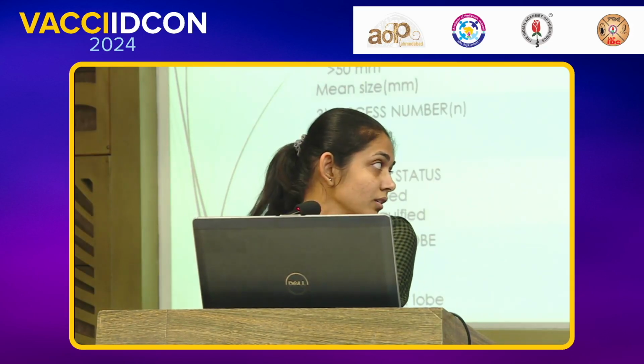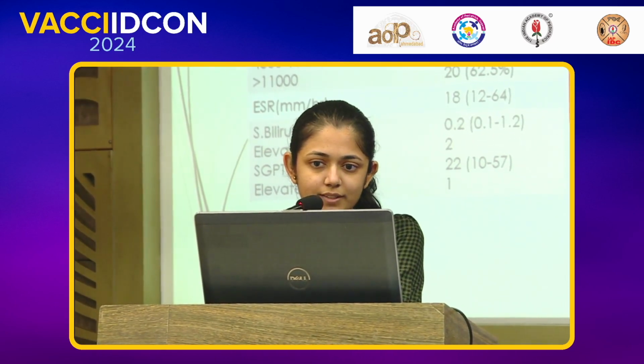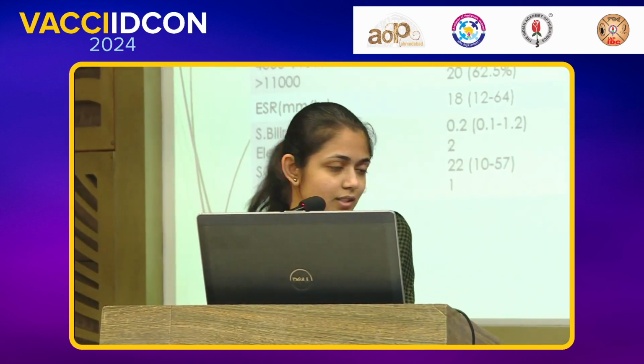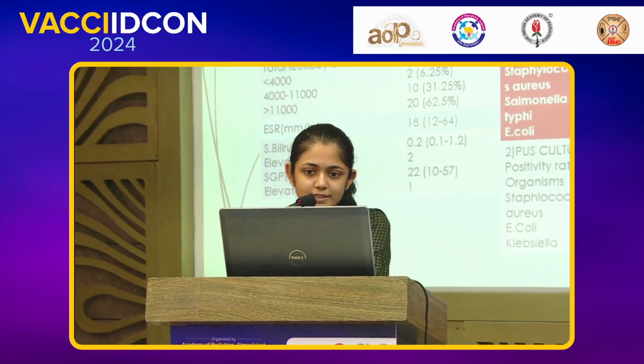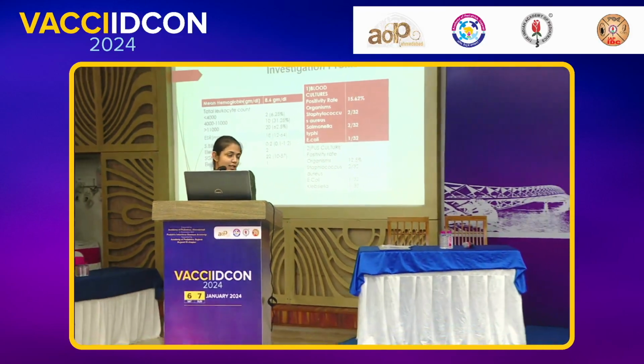Common in blood and pus culture both? No. In blood culture, Staph aureus, Salmonella typhi, and E. coli are common. In pus culture, Klebsiella is more common.